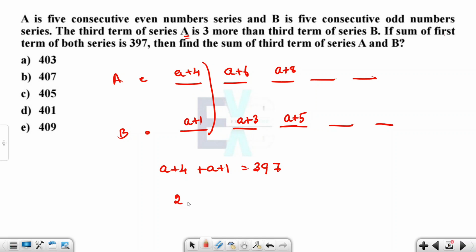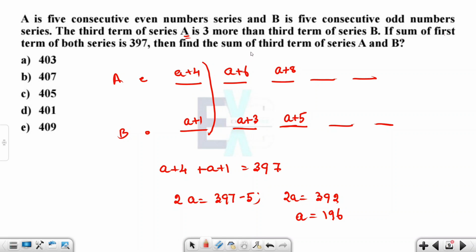So from this we can take 2a is equal to 397 minus 5. That is 2a is equal to 392. So from this what can we get? We can get a is equal to 196. Okay, a is equal to 196.